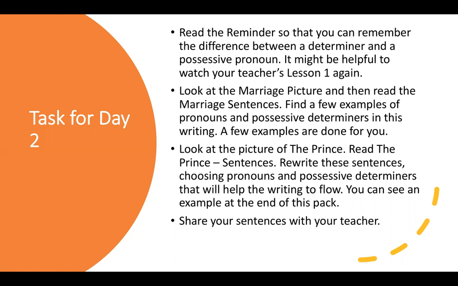So look at the marriage picture and then read the marriage sentences. Find a few examples of pronouns and possessive determiners in this writing, and a few examples are done for you. Then I want you to look at the picture of the prince, read the prince sentences and rewrite the sentences choosing pronouns and possessive determiners to help your writing flow. And then share your work with me or Miss Boardman.